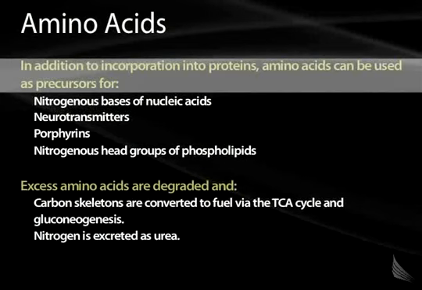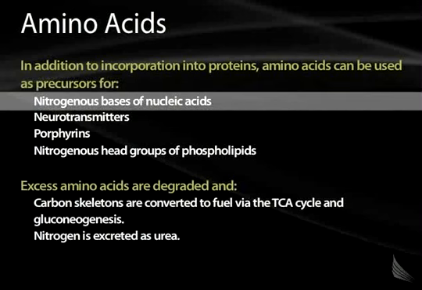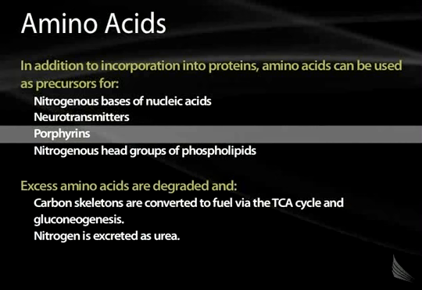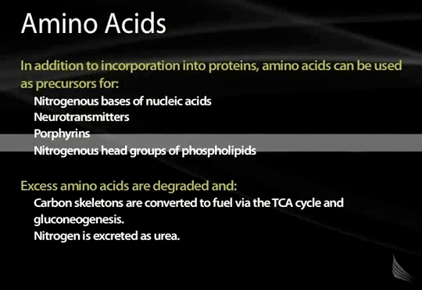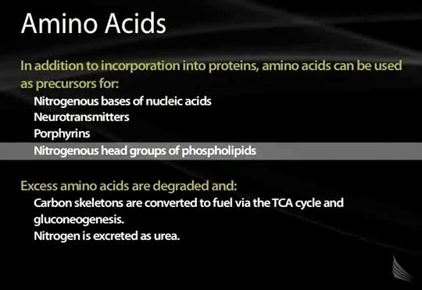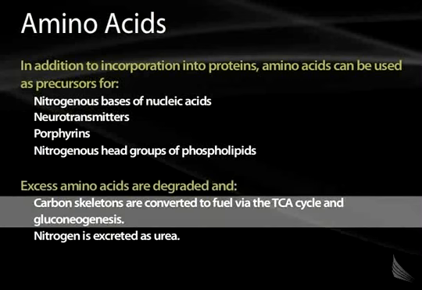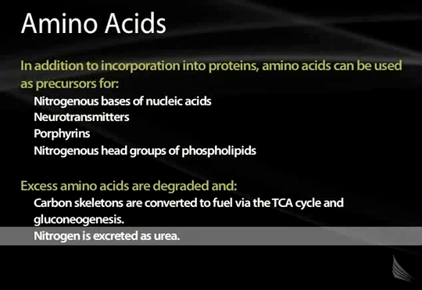In addition to incorporation into proteins, amino acids can be used as precursors for nitrogenous bases of nucleic acids. They're used for neurotransmitters. They're used in the synthesis of porphyrins, which we'll talk about later in heme synthesis. They're used as nitrogenous head groups of phospholipids. Excess amino acids from the diet can be degraded, and the carbon skeletons can be converted to fuel via the TCA cycle and gluconeogenesis, as we'll talk about later. The excess nitrogen is excreted as urea.